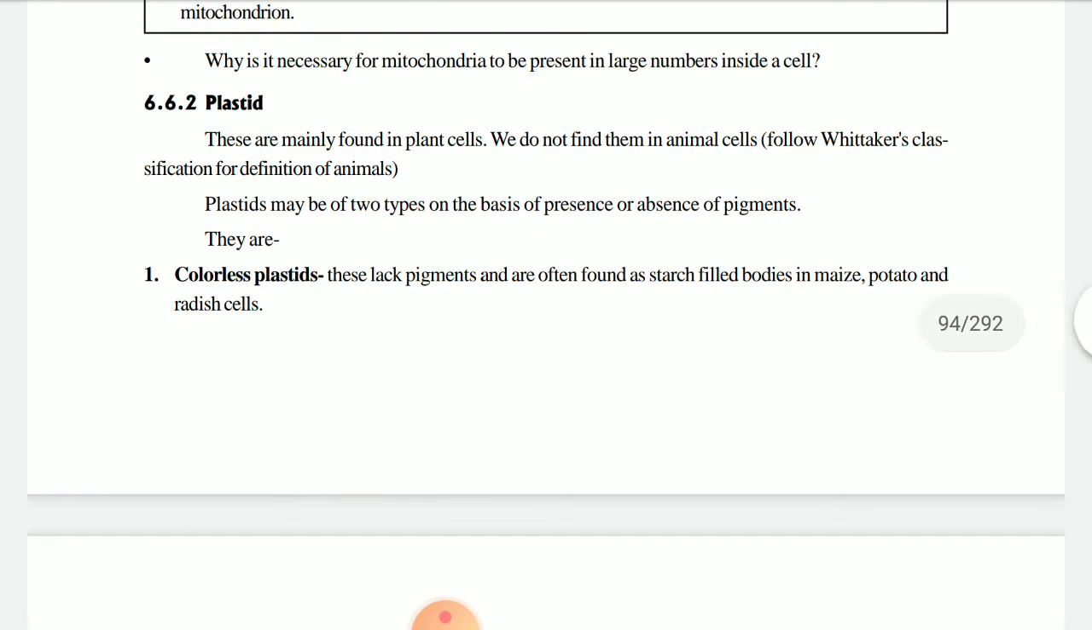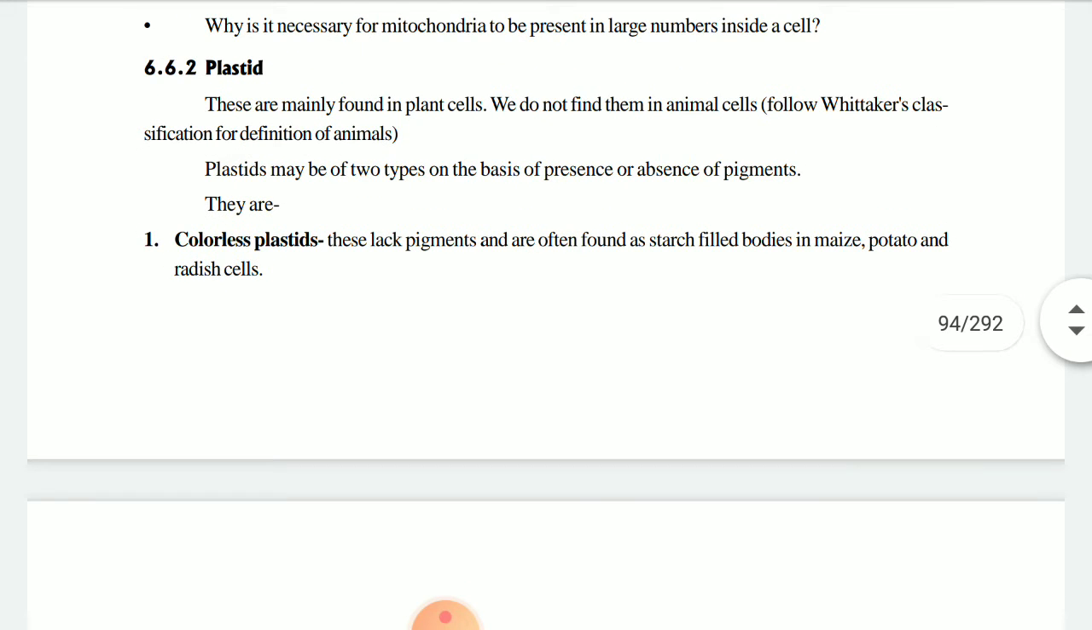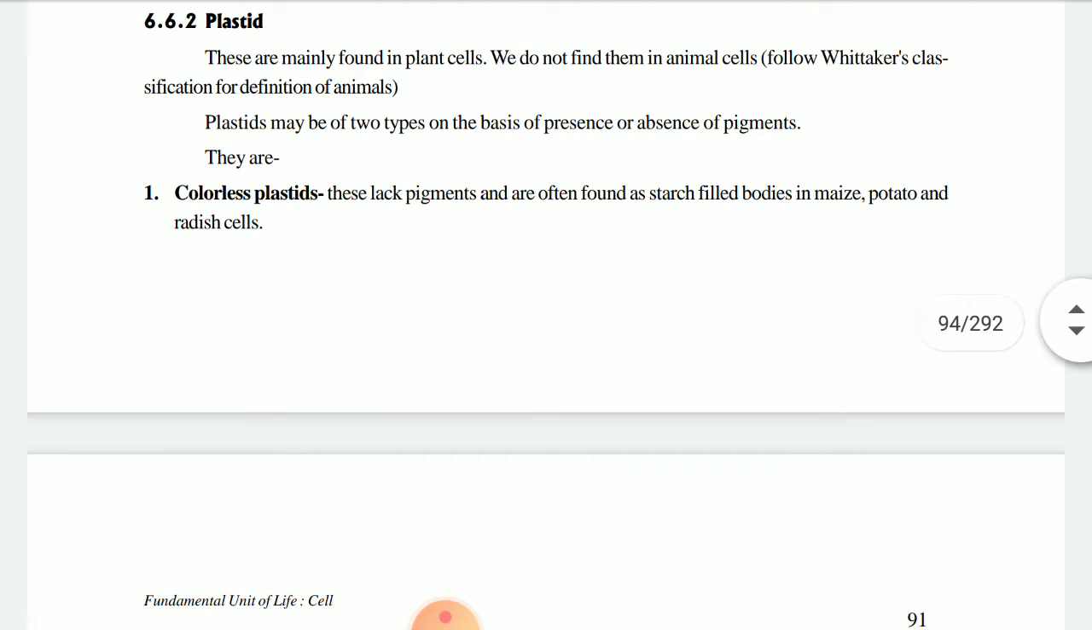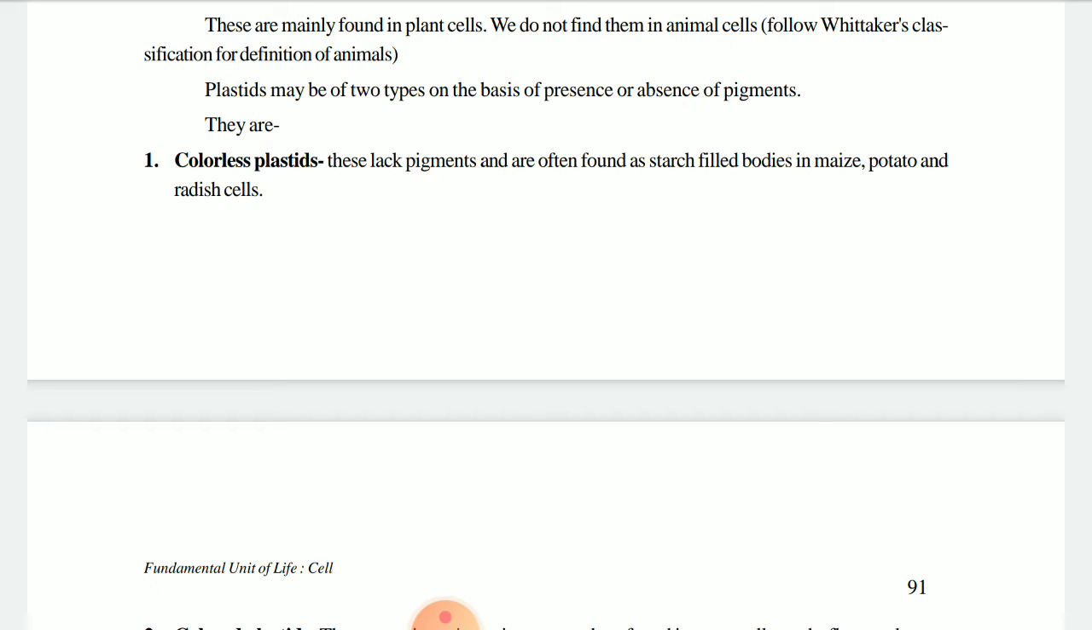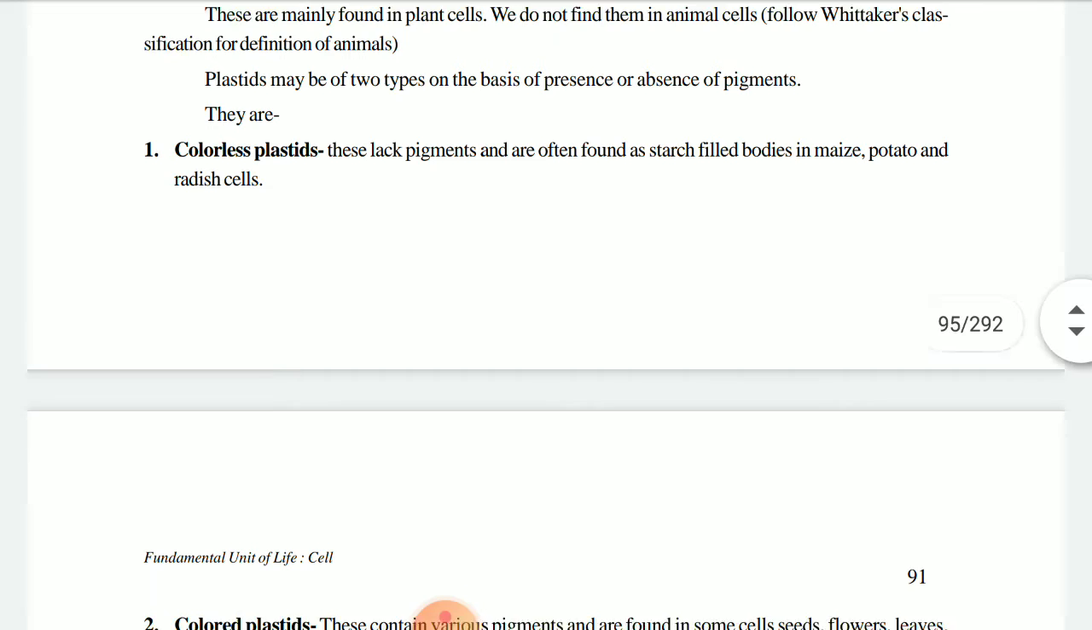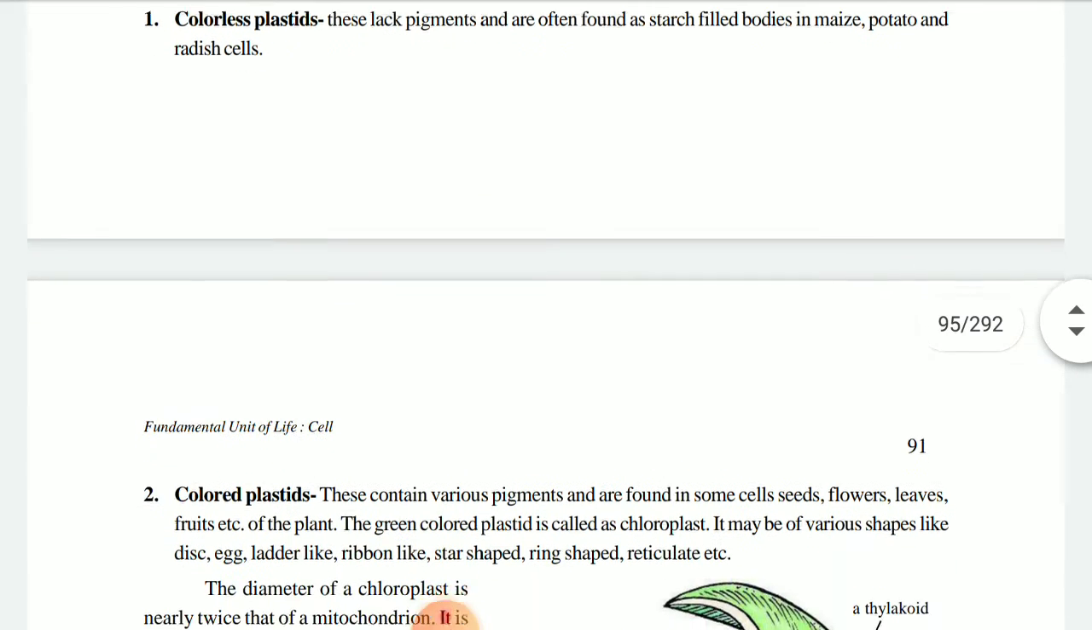Next important one is your plastid. Plastid is present only in plant cells, not in animal cells. In plant cells, they are responsible for photosynthesis. It is again divided into two: one is the colorless plastid, another is the colored plastid. The colorless plastid generally consists of stored food material in the form of starch. Some examples are maize, potato, radish.